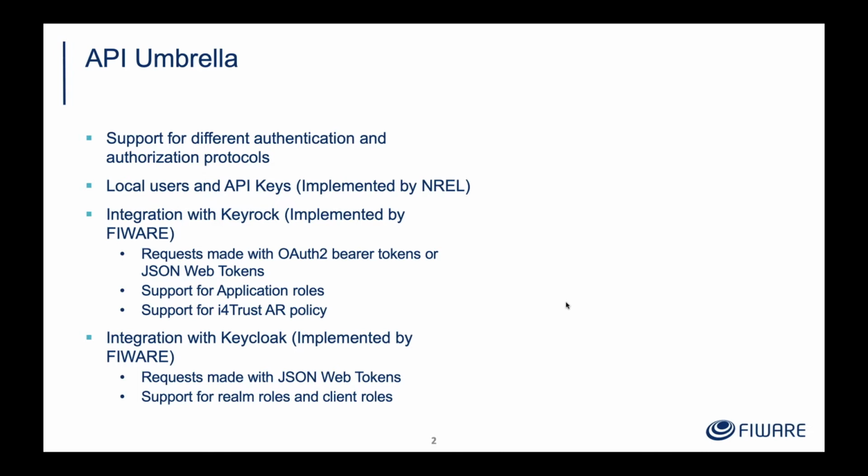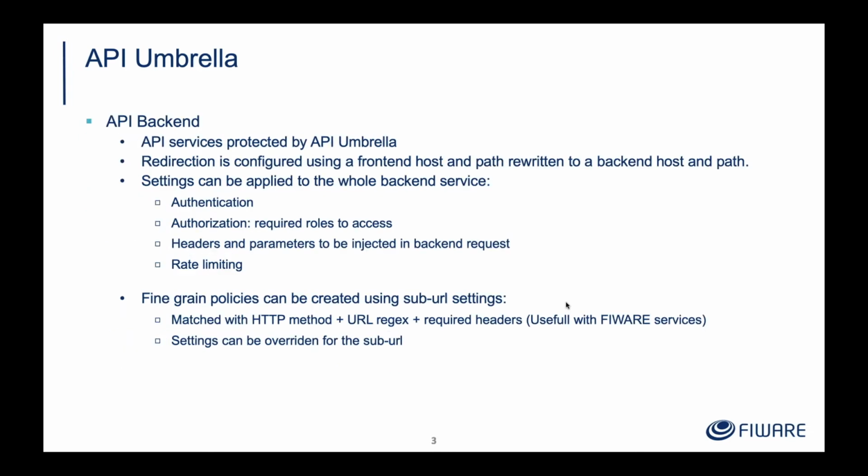We have this integration with Keyrock, but we are also integrated with another identity manager called Keycloak. Keycloak is provided by Red Hat, and we are integrated with it. So API Umbrella is supporting JSON Web Tokens issued by a Keycloak instance, and within Keycloak we are supporting two different mechanisms for access control. We are supporting roles defined at realm level and roles defined for a particular client. Both of them are supported in order to specify the access control within API Umbrella.